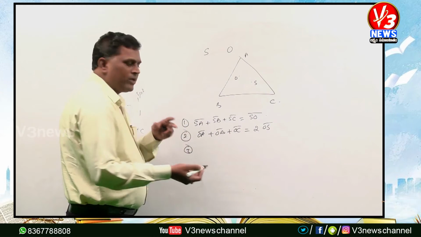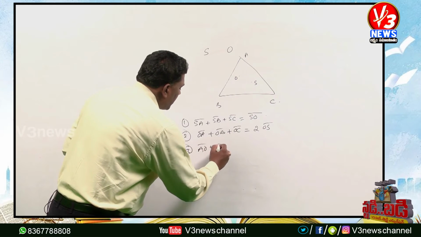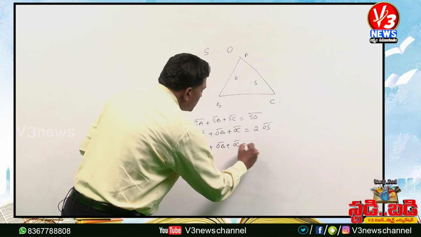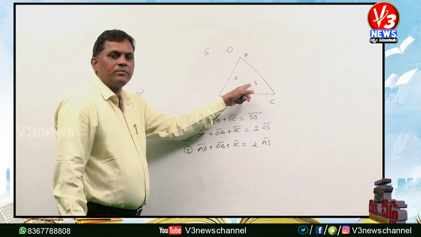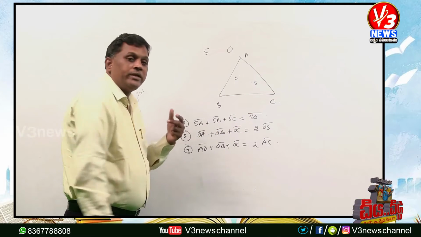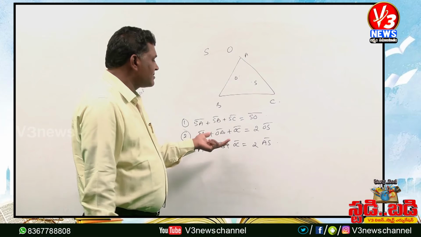Third one, we can even get different types of questions here. AO bar plus OB bar plus OC bar equals twice AS bar. AS is the circumradius. Twice the circumradius will become the circumdiameter. That is why how they are testing is different here.